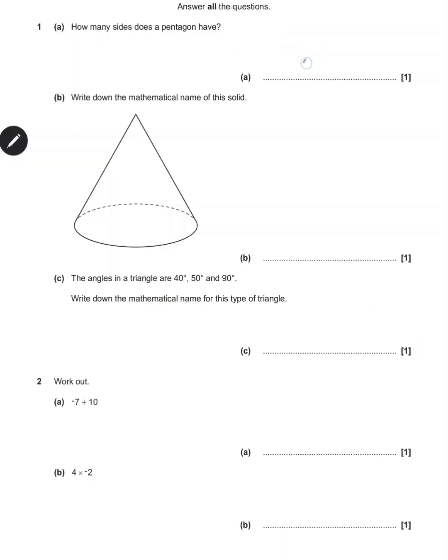How many sides does a pentagon have? The answer is 5. Just learn your types of shapes, guys. Part B, write down the mathematical name for this solid. That is a cone. And then we've got 3 angles in a triangle, 45, 50 and 90 degrees. What's the special type of triangle?